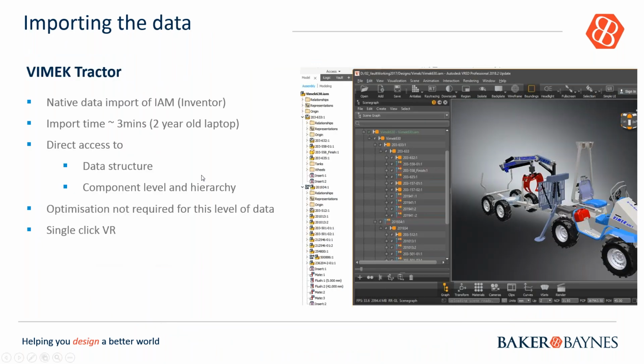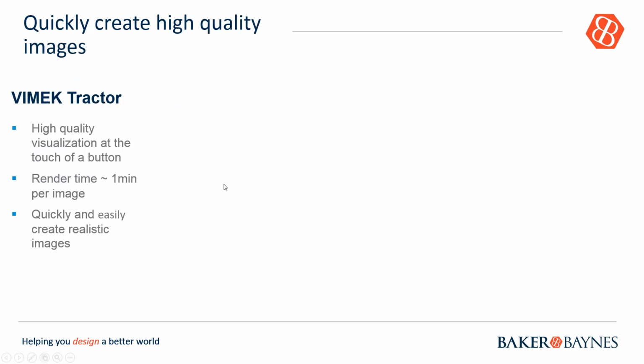If we look at importing data, here you'll find a custom example, a VMAX tractor, and native data import, an IAM, that's an Inventor file, being imported. The import time took about 3 minutes. As you can see, it's a 2-year-old laptop, so it's nothing brand new and fancy. It had direct access to the data structure as well as the component level hierarchy. Optimization was not required for this level of data, and it was a single click VR. Now, we can have a look into that.